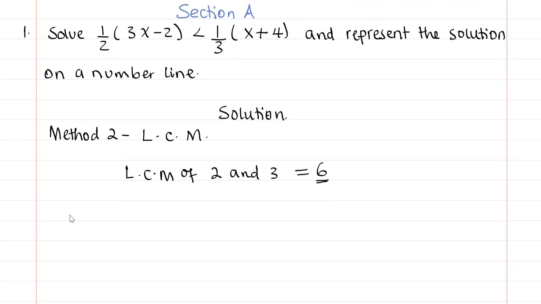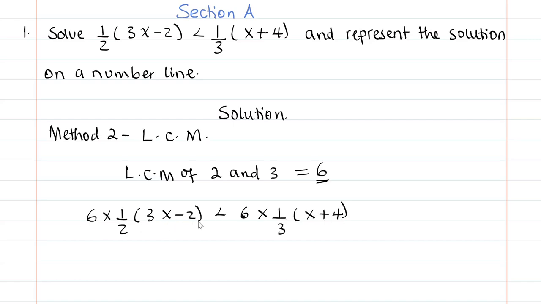So I'm going to copy the question while multiplying both sides by 6. On the left hand side, I will say 6 times a half into 3x minus 2 is less than, and then again times 6, 6 times 1 out of 3 into x plus 4. I have multiplied both sides of the inequality by the LCM, which is 6. Then I simplify.